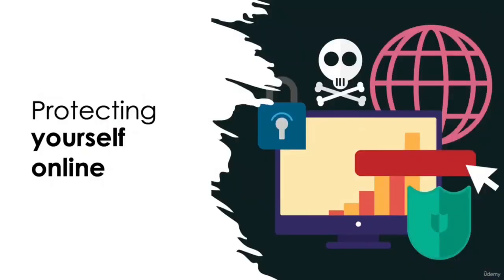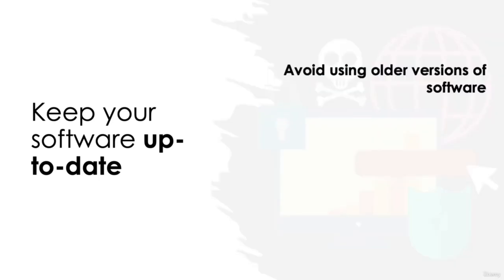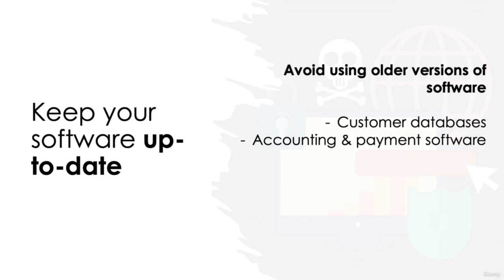What steps can you take to protect yourself online? Keep your software up to date. As we discussed earlier, not updating your software can easily put you at risk of threats from hackers who have uncovered vulnerabilities in that software version. To avoid any potential malware attacks, keep your IT up to date and avoid using older versions of software, especially software such as customer databases, accounting and payment software, and antivirus solutions.